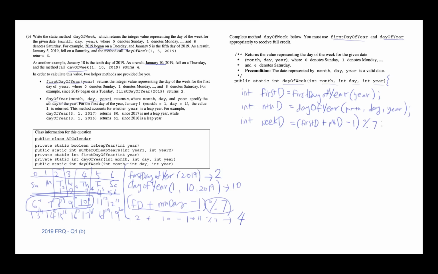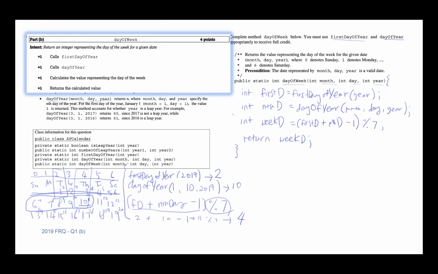And that's our algorithm for getting the weekday. And of course, last one would be return weekday. And close the method. Let's score this. Calls first day of year, +1, yep. And then calls day of year, yes. Made that call. And calculate the value representing day of the week, yep.